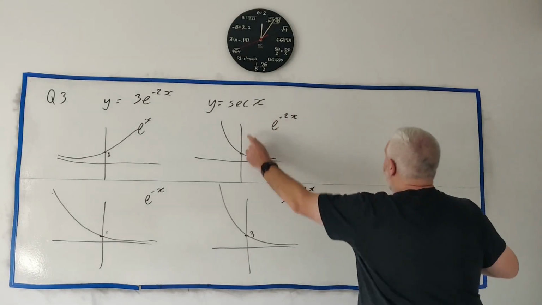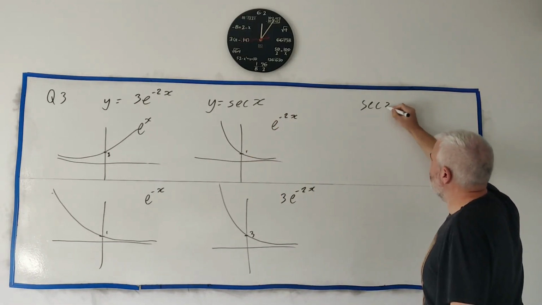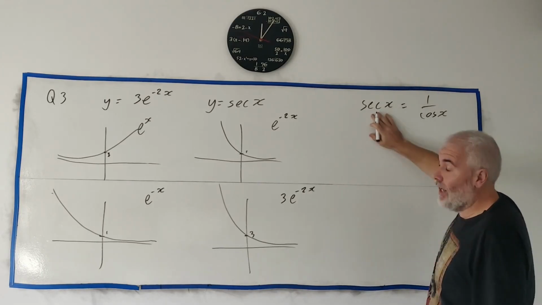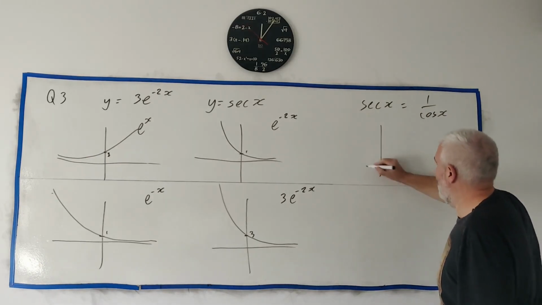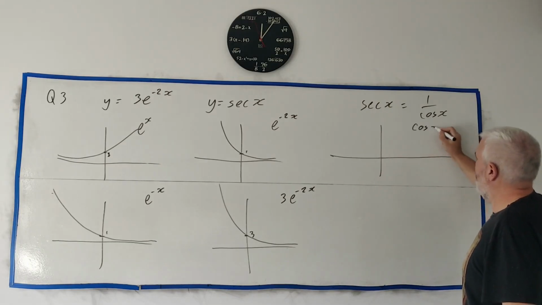Alright, this one's a little easier. First, we need to remember what secant is. Secant is equal to 1 over cosine x. Again, it's okay if you just know what secant looks like, but I'm not very good at that. I'm going to draw cosine first. Yeah, cosine x.